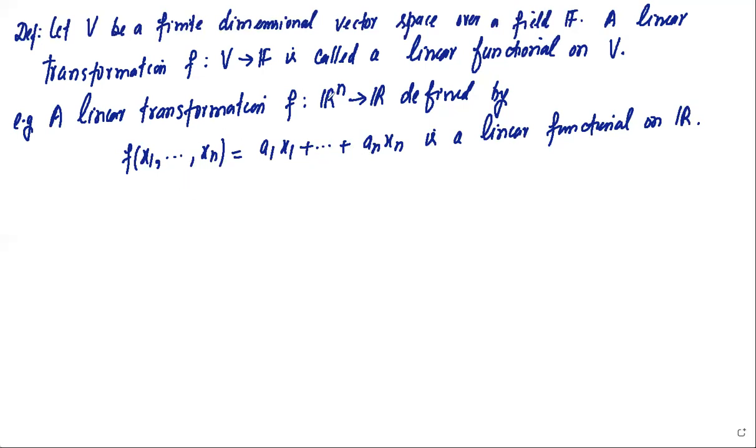But now since it's a linear transformation from Rn into R, and we know that Rn is a vector space over R, and R is also a vector space over R, therefore a linear transformation from Rn into R defined in this way is specially known as a linear functional on Rn. So it is easy to check that f is linear.